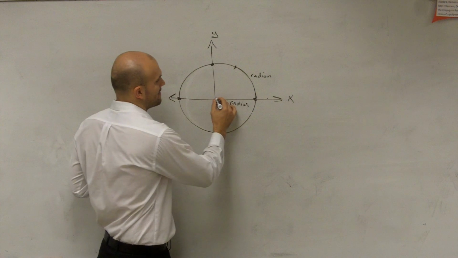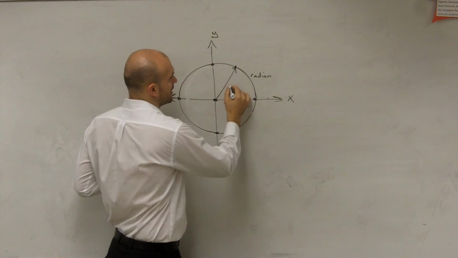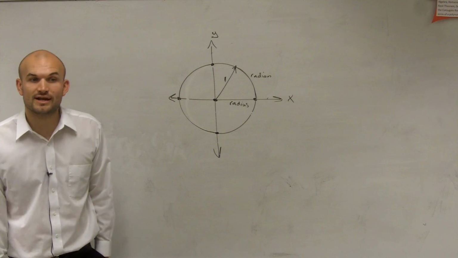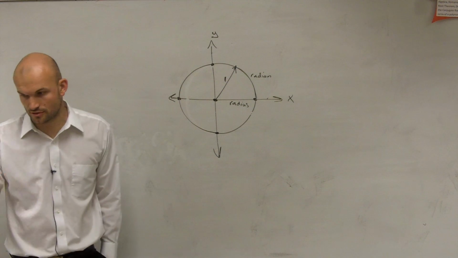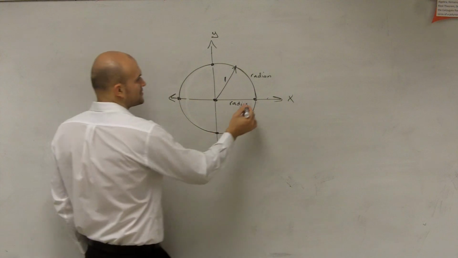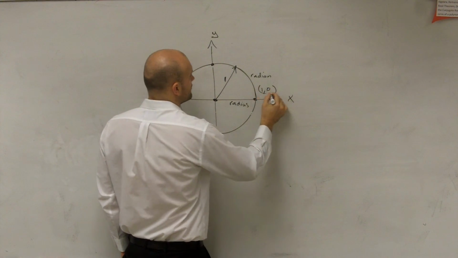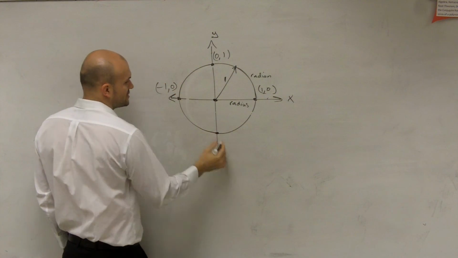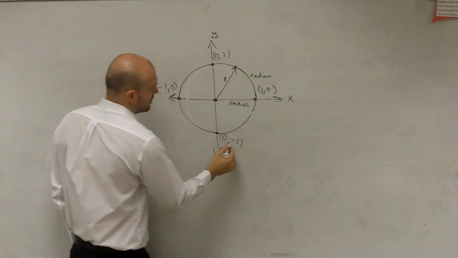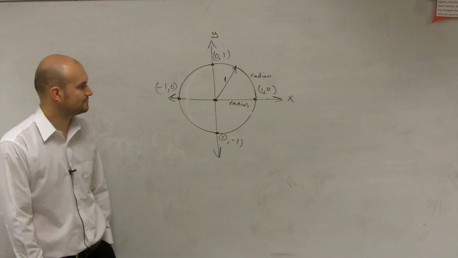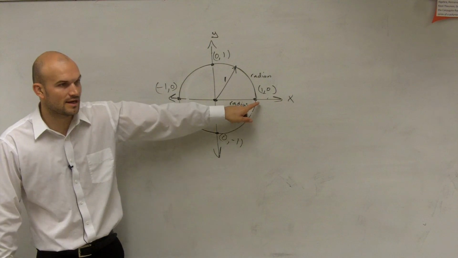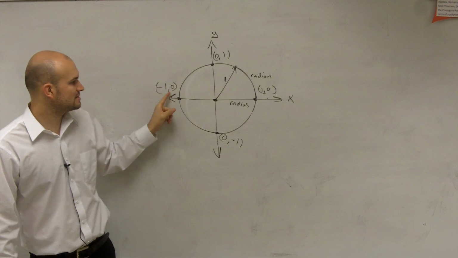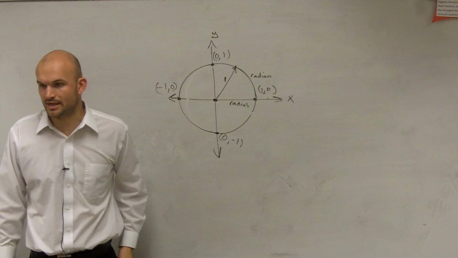Let's pretend that my radius is going to have a radius of 1. So if my radius was 1, the beginning of a unit circle, which you're going to want to make sure you have at least written down, is your first 4 points of your unit circle. They are going to be at 1, 0, 0, 1, negative 1, 0, and 0, negative 1.